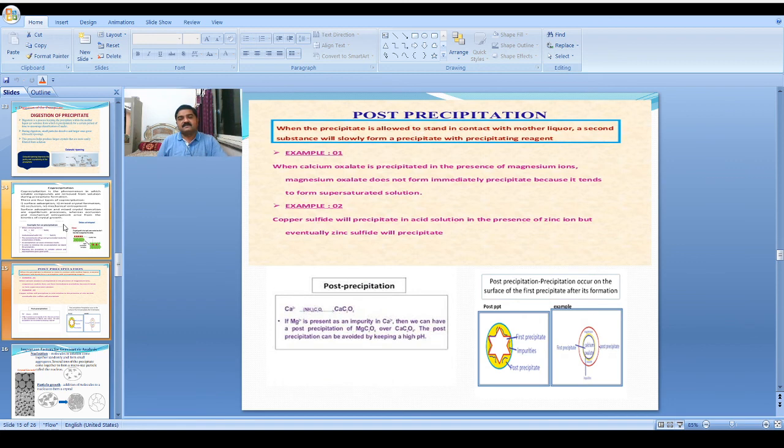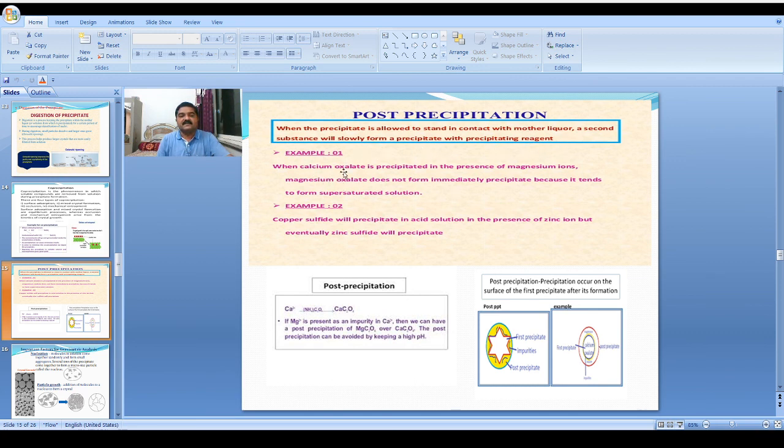Then next, post precipitation. So what is post precipitation? It is when the precipitate is allowed to stand in contact with the mother liquor. Mother liquor means that when we perform the experiment, the solute is dissolved in the solvent, and the solvent is also called the mother liquor. A second substance will slowly form a precipitate with the precipitating reagent.